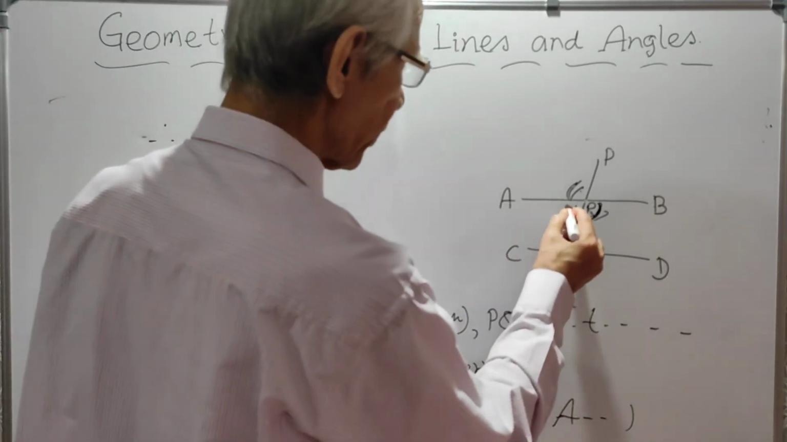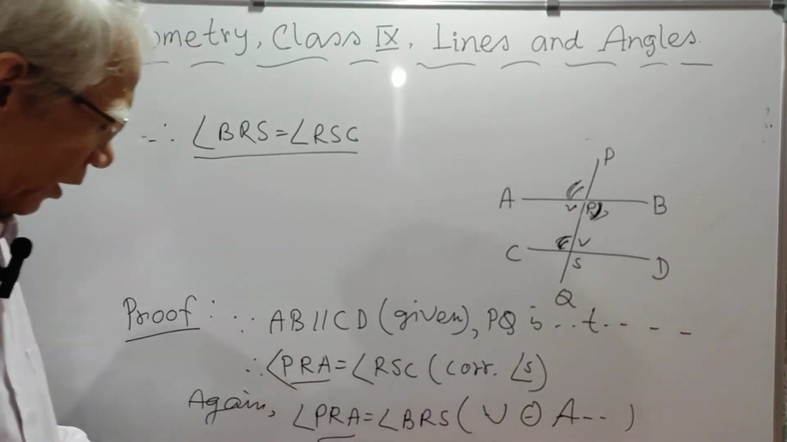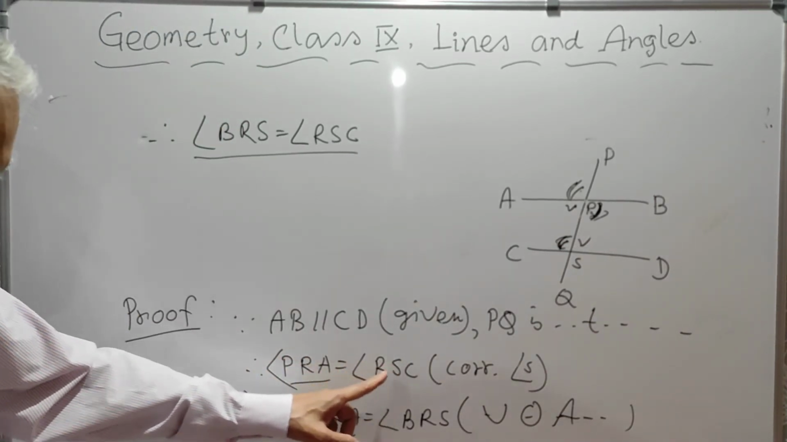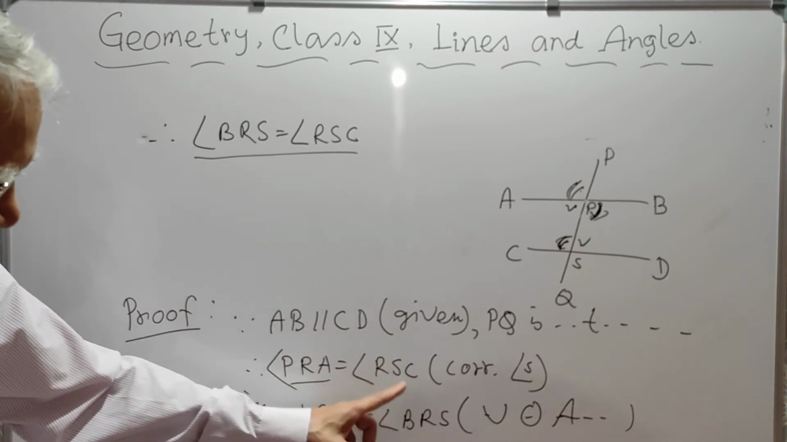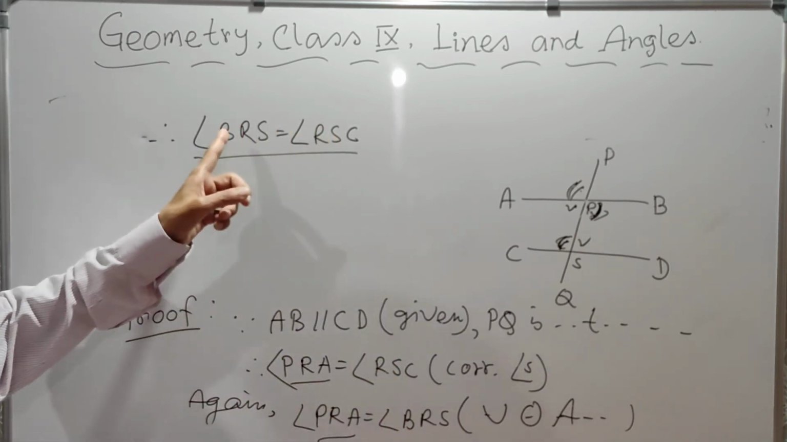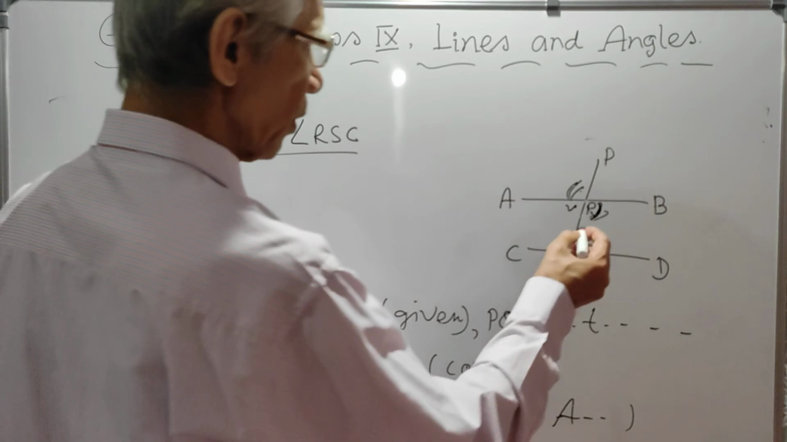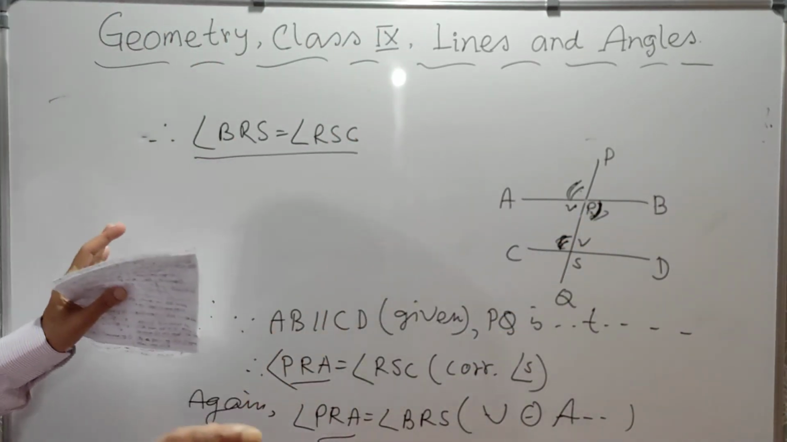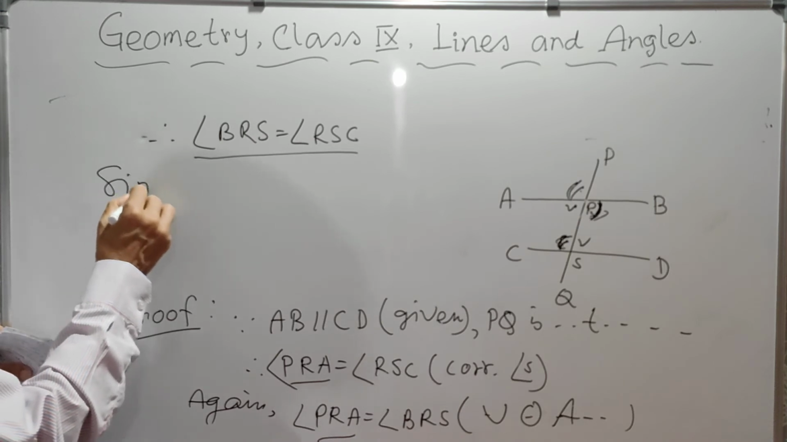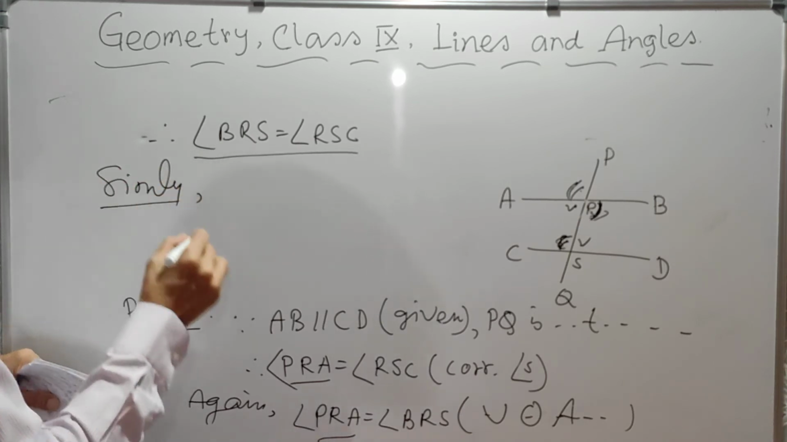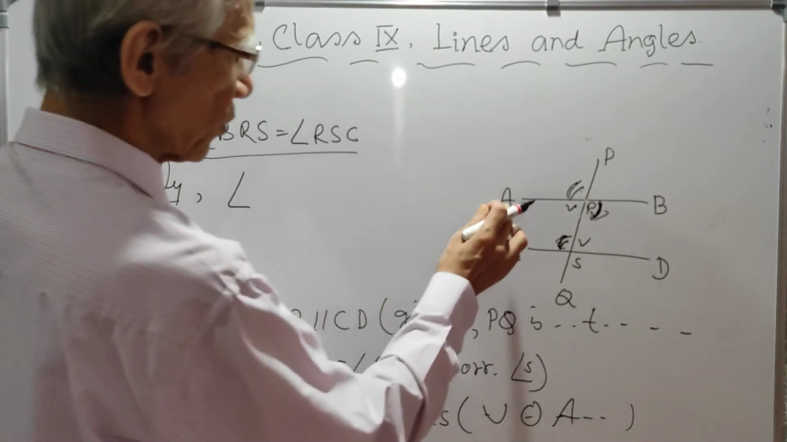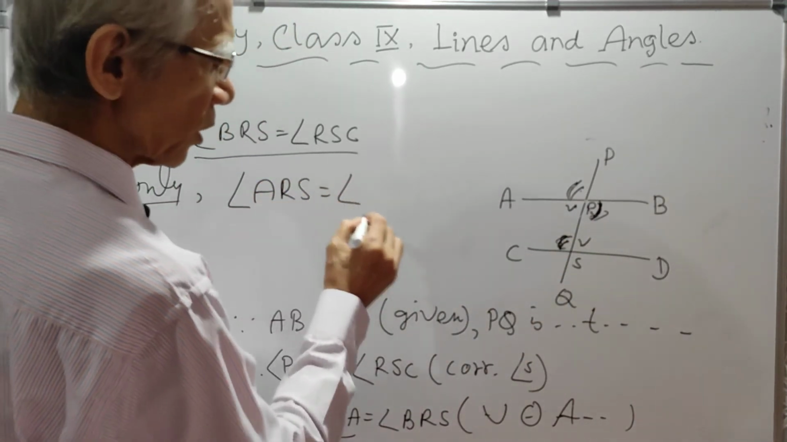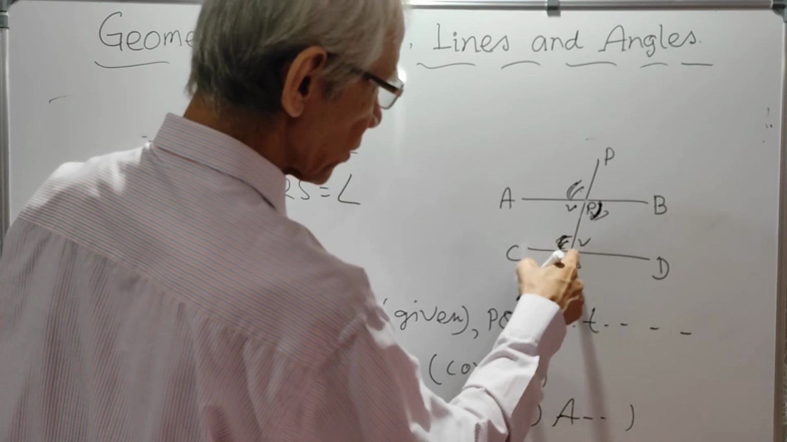Next, we have to prove this pair. All right. So comparing these two: PRA equal to RSC, again PRA equal to BRS. Therefore, RSC equal to BRS. So these two equal, we have proved. Now, similarly, the other part you don't have to write in detail. Similarly, we can prove this angle ARS equal to what? RSD.